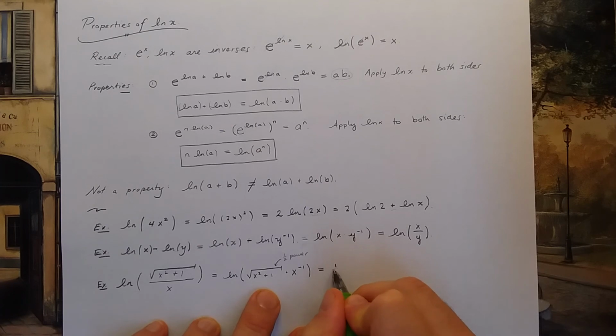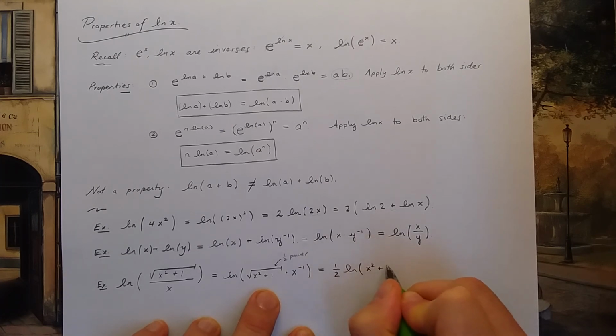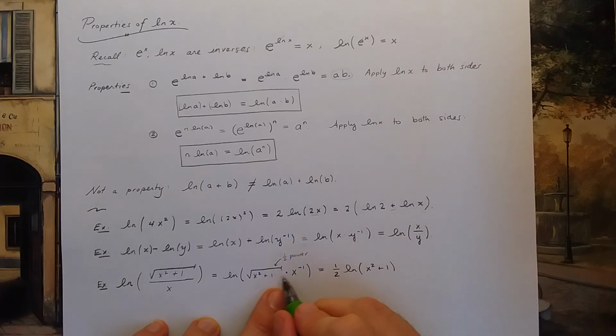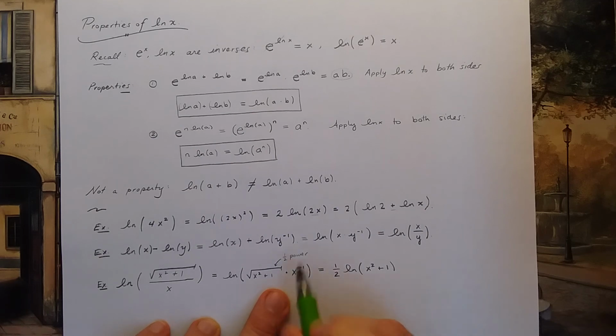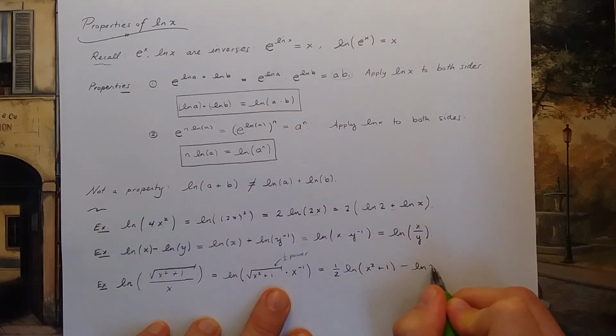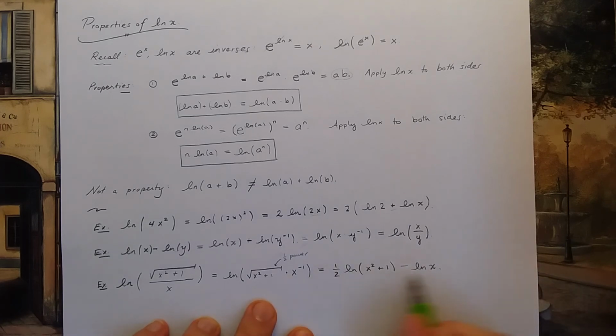So I'm going to factor out a 1/2 log of x squared plus 1. I'm going to turn this multiplication into addition, and then I'm going to pull down the minus 1 to write it as minus log x. So there's another way to write down the same function.